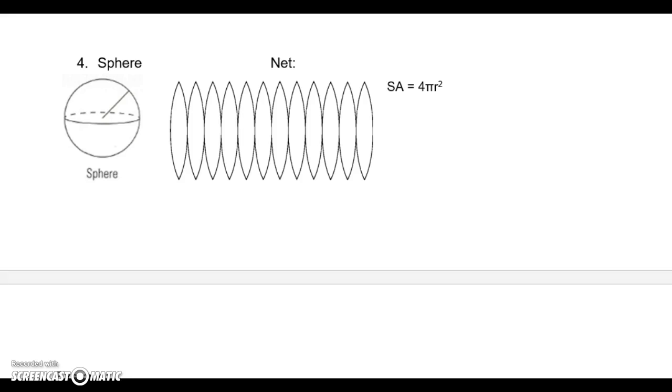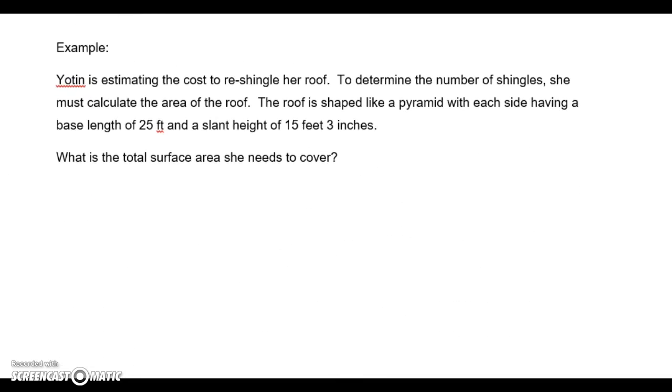So now let's move on to an example. This one is going to be number 2A from your notes. Yoden is estimating the cost to reshingle her roof. To determine the number of shingles, she must calculate the area of the roof. The roof is shaped like a pyramid, with each side having a base length of 25 feet and a slant height of 15 feet 3 inches. The question being asked here is, what is the total surface area that she needs to cover?